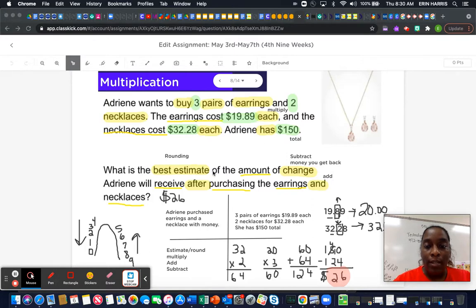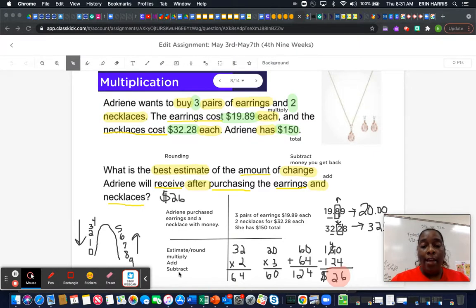Some key words that I noticed inside the word problem was estimate, and I know that estimating means that we are going to be using rounding. I see the word each, and I know that each means that we are going to be multiplying because there's multiple pairs of earrings and there's multiple necklaces. I also found the word add because it says earrings and necklaces. So when you see the word and, you know that you're going to add.